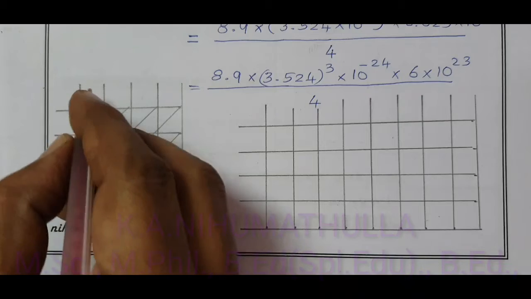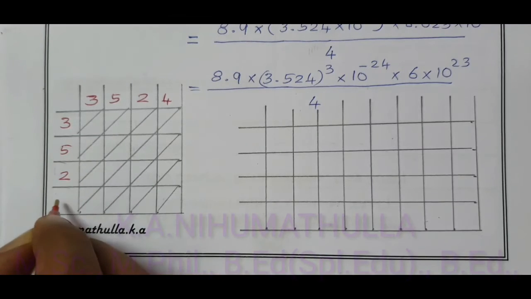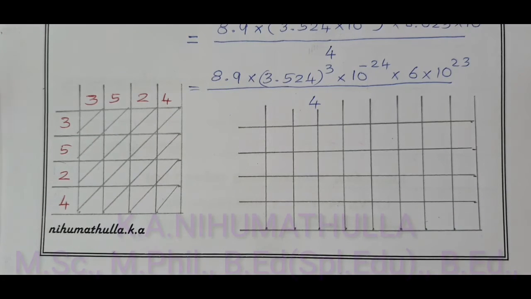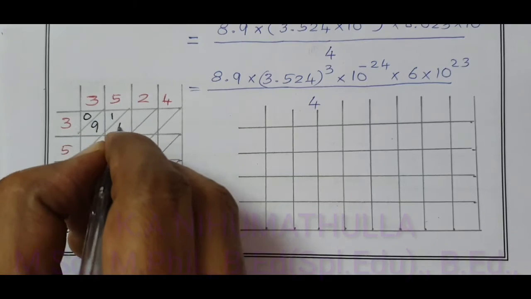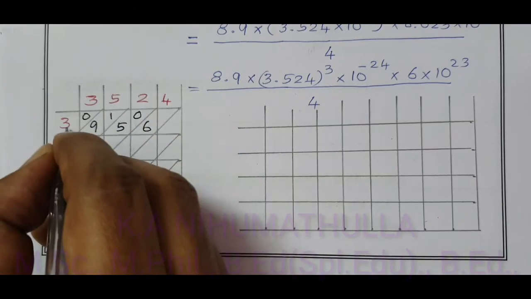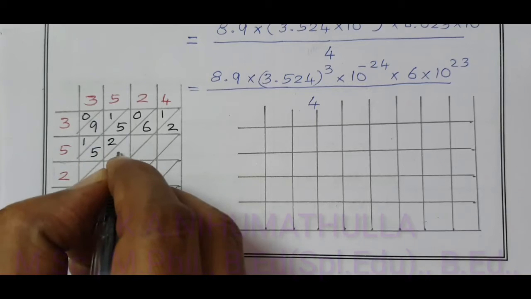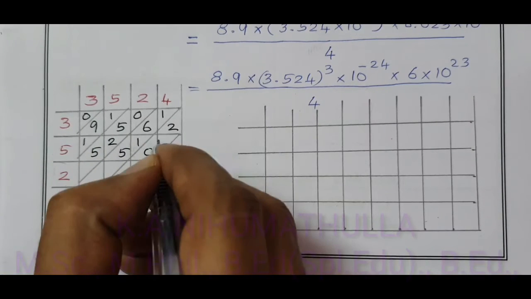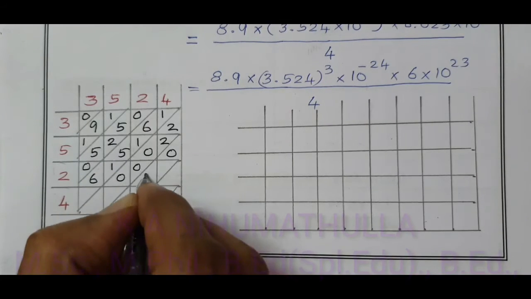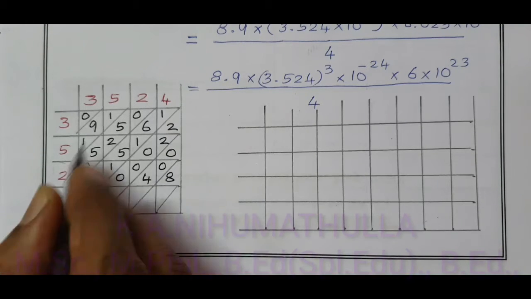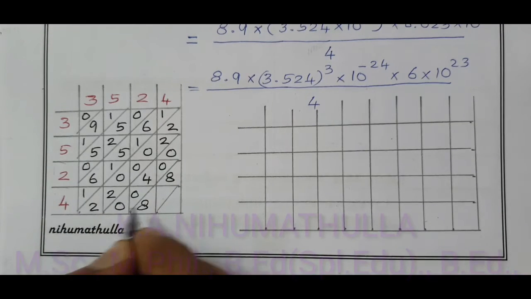Now I write 3.524 times 3.524. How to multiply, that we know. 3 into 3 is 9, 0, 9. 3 into 5 is 15, 1, 5. 3 into 2 is 6, 0, 6. 3 into 4 is 12, 1, 2. 5 into 3 is 15, 5 into 5 is 25, 5 into 2 is 10, 5 into 4 is 20. 2 into 3 is 6, 2 into 5 is 10, 2 into 2 is 4, 2 into 4 is 8. And 4 into 3 is 12, 4 into 5 is 20, 4 into 2 is 8, and 4 into 4 is 16.